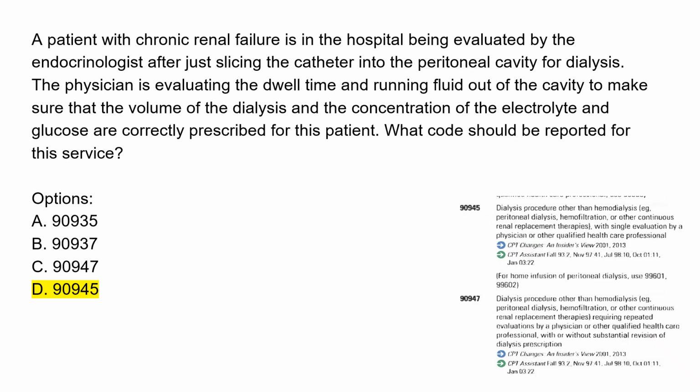So if you look at the codes, the first 2 codes are for hemodialysis. In our patient case, it is the case of peritoneal dialysis. So instead of A and B, we are going to see codes C and D. And there is no mention of re-evaluation. This is the first time the doctor is seeing everything, but he is definitely evaluating the patient for the glucose and electrolyte. So D is the correct answer.